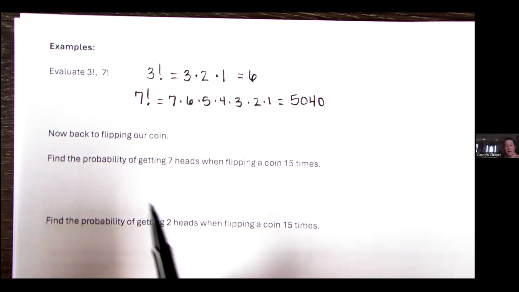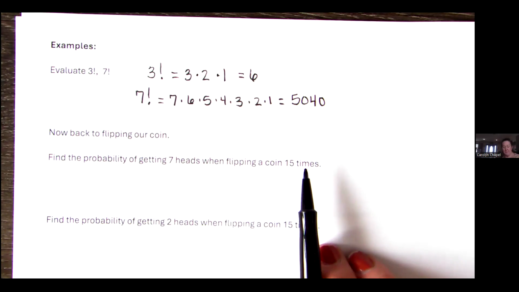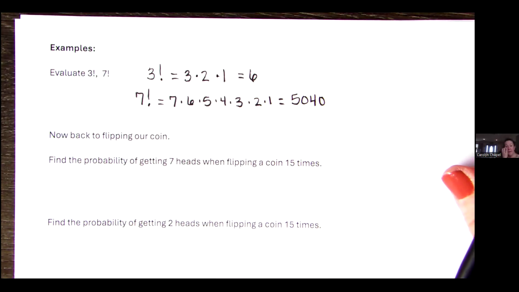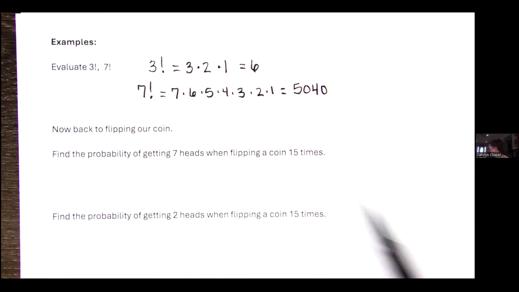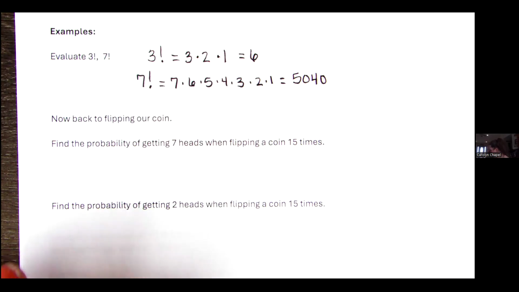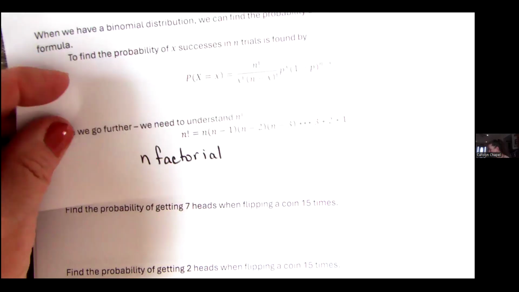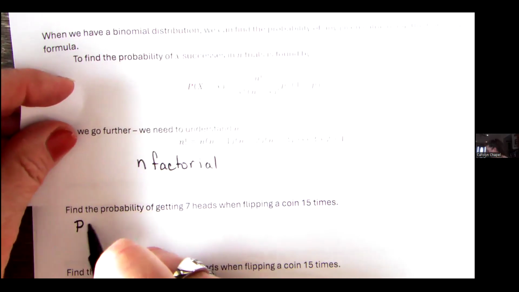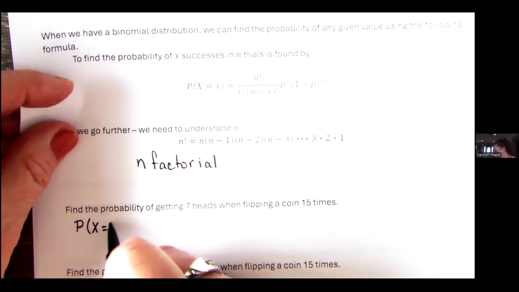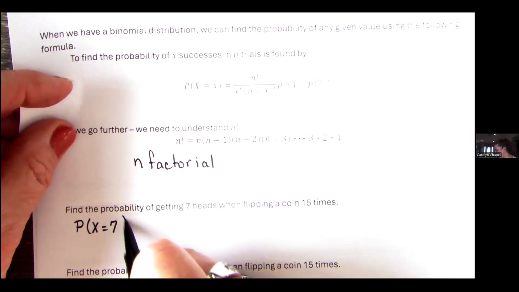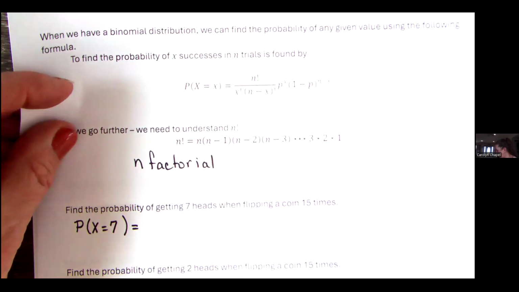Now what we're going to do is some examples here. We're going to go back to flipping our coin 15 times. We are going to find the probability of getting 7 heads when we flip those 15 times. So I'm going to pull my formula back up here. There it is. I am looking for the probability that X is equal to 7.